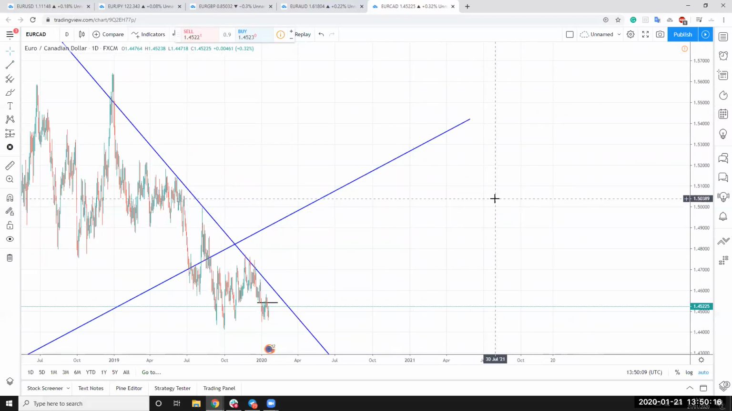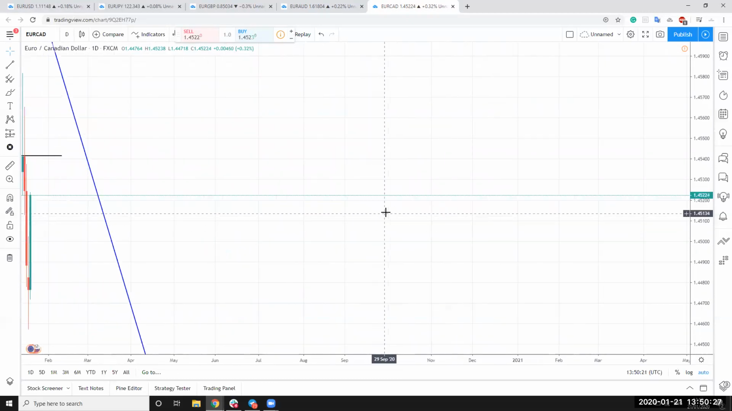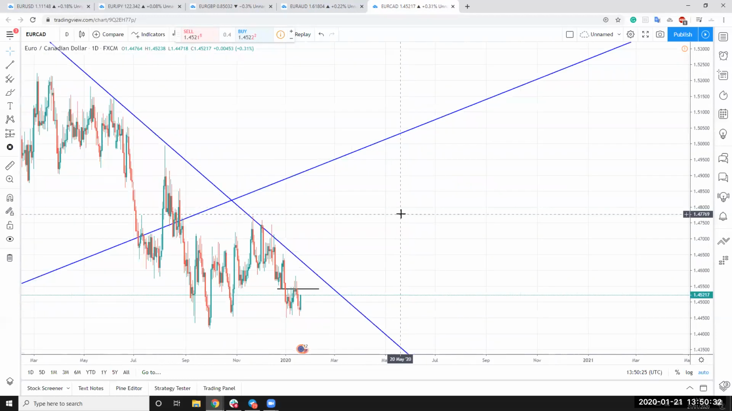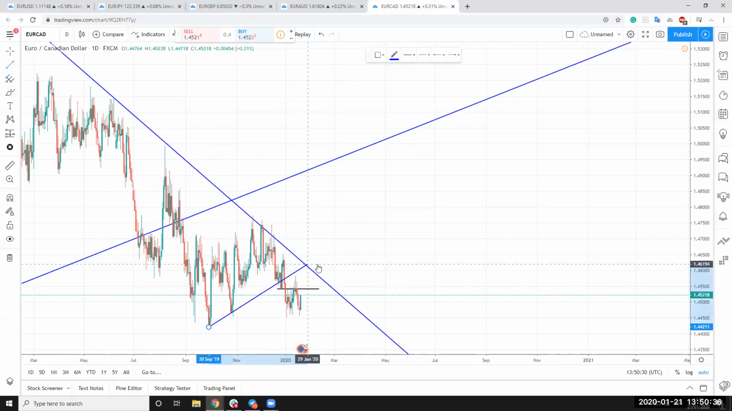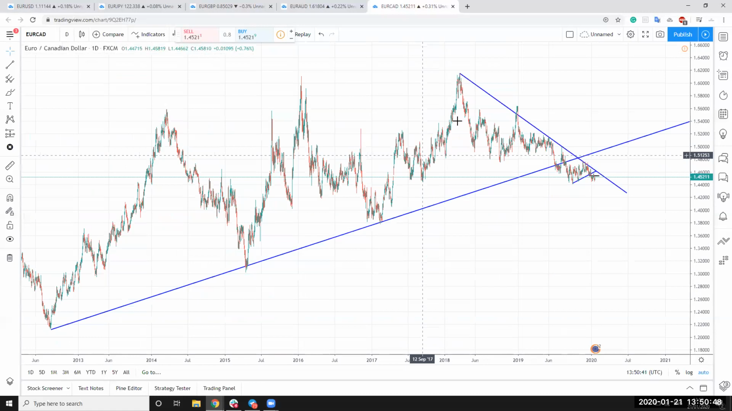CAD, we have CAD high impact news tomorrow. Interest rates, I think. So if we're bullish till tomorrow, then I think that the CAD news will be bullish, which will make EURCAD go down. Yeah, so we've kind of retested it, but because we've been bullish today, let's see how we close and enter tomorrow's markets. But yeah, that's EURCAD.